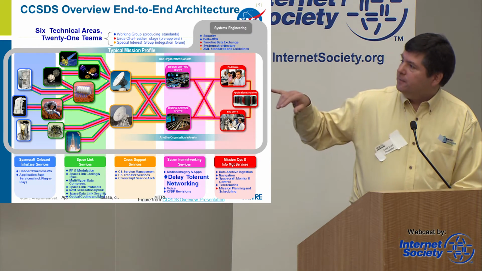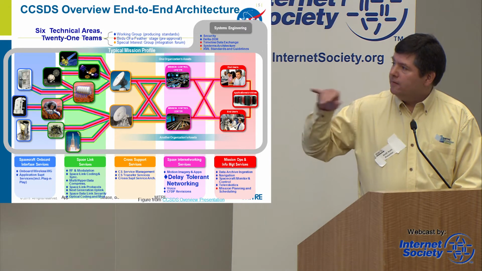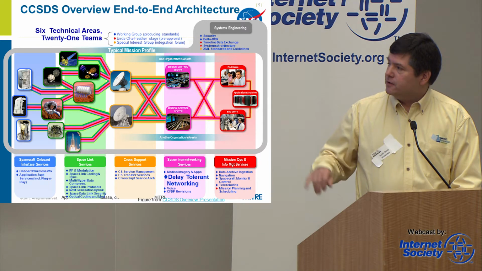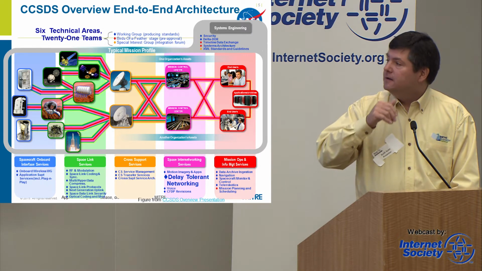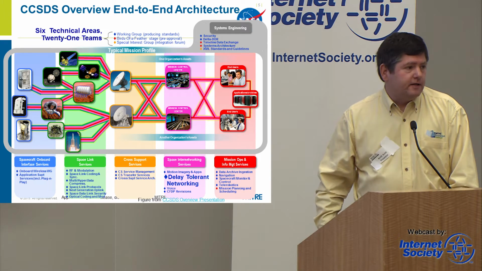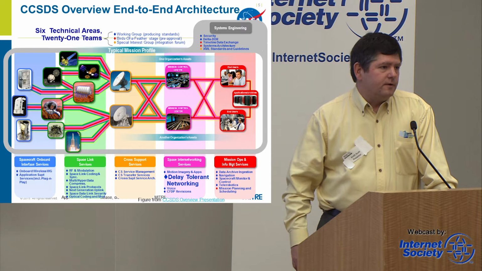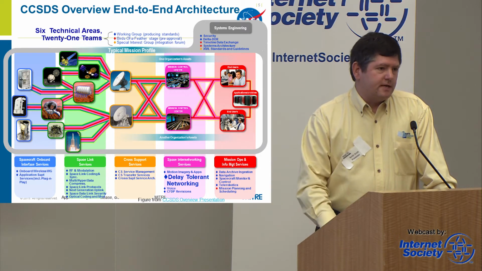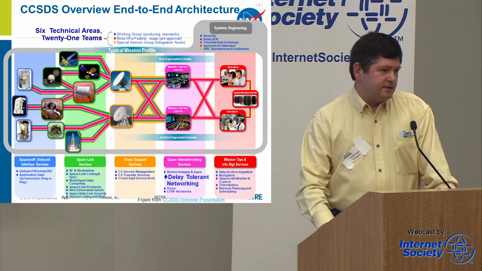The sort of purpley thing here in Space Internetworking Services is where I live. I'm the area director for Space Internetworking Services, which is doing a bunch of things that are sort of application layer like things like voice and CFDP, but also standardizing delay tolerant networking. And here we've taken the work that was done originally, and standardized originally through the IRTF, and have imported it then into CCSDS.